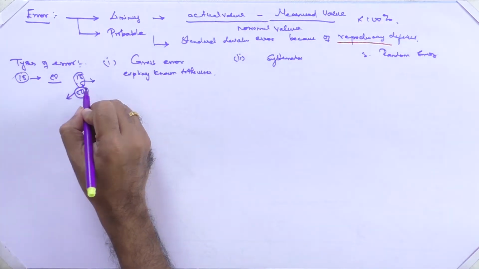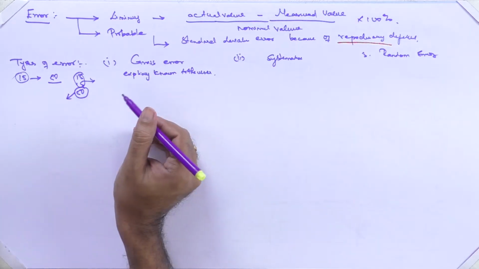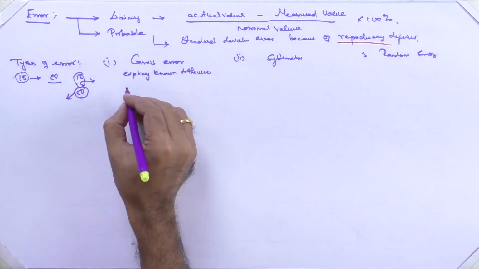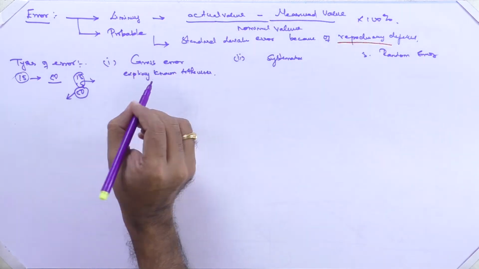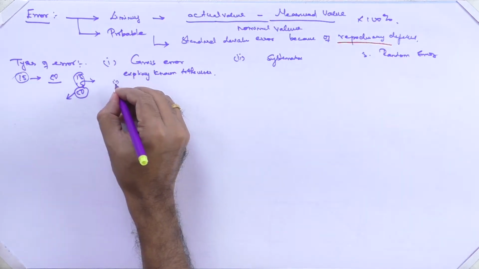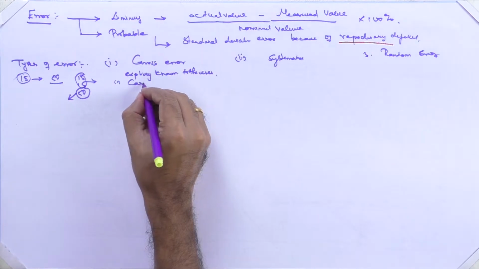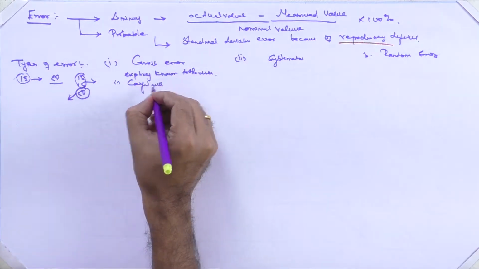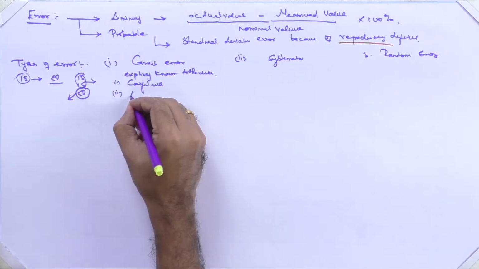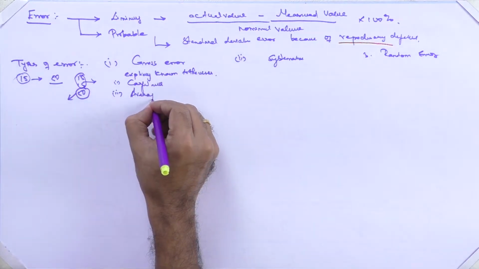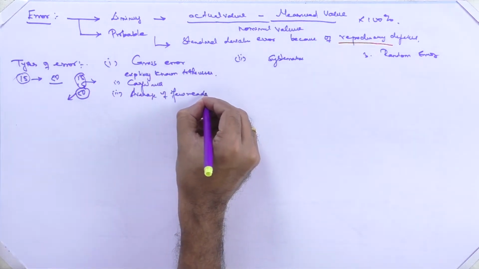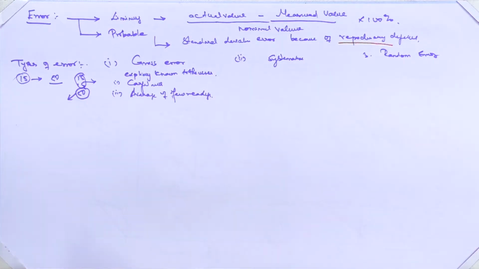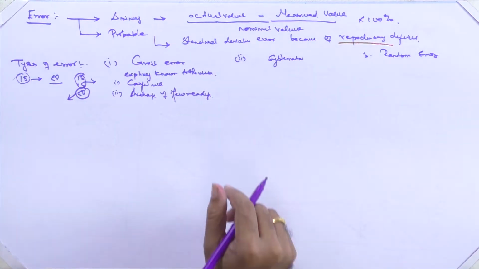So this is the remedy for a gross error: the first thing is to take the reading very carefully, with carefulness. The second one is to take the average of a few readings for removing the gross error.